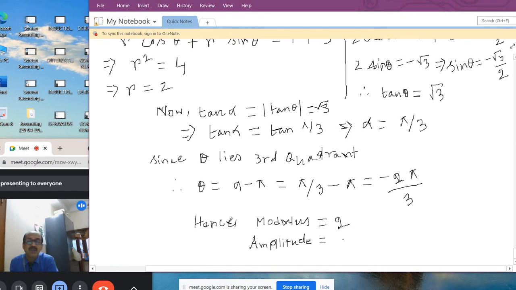Amplitude equal to minus 2 pi by 3. Pi by 3. Okay, so this is the answer. Clear? All of you understand? How to find modulus and amplitude? By using the polar formula.